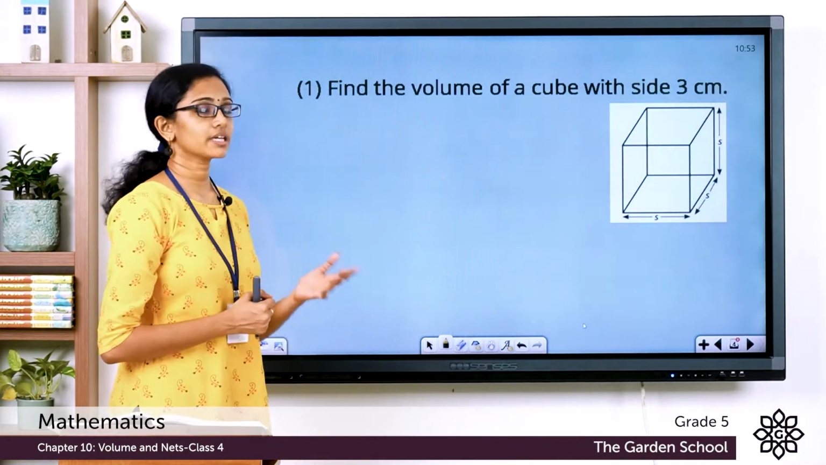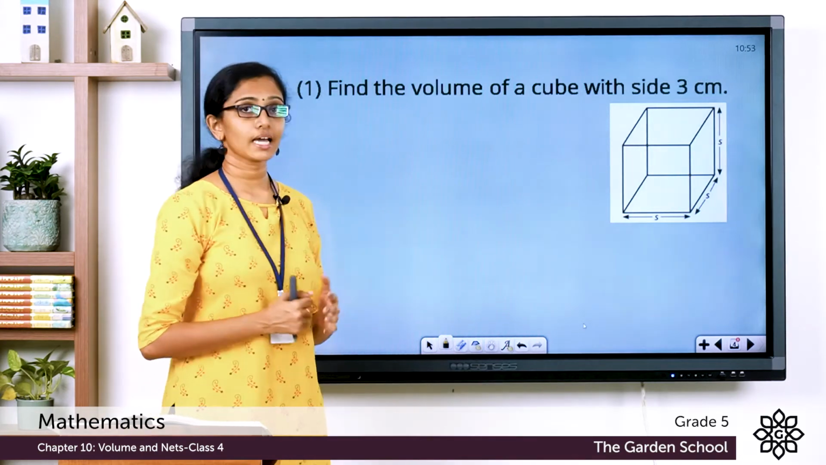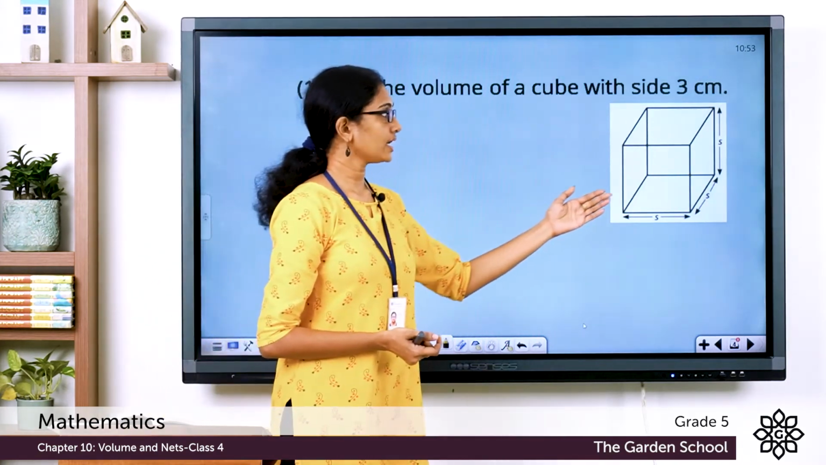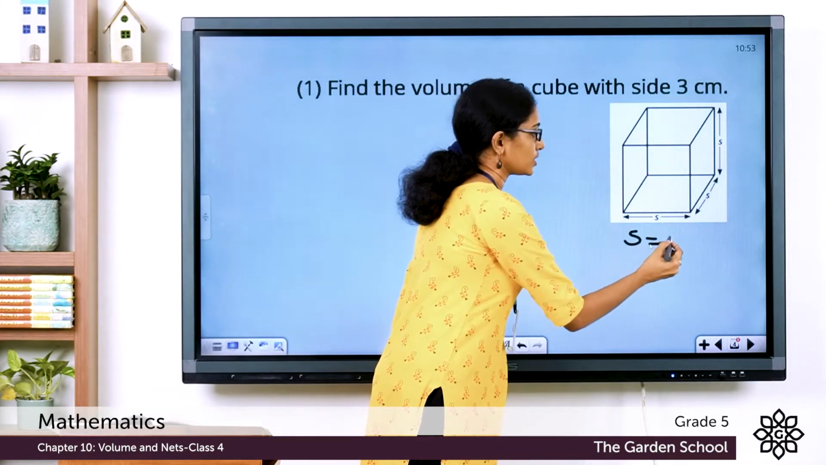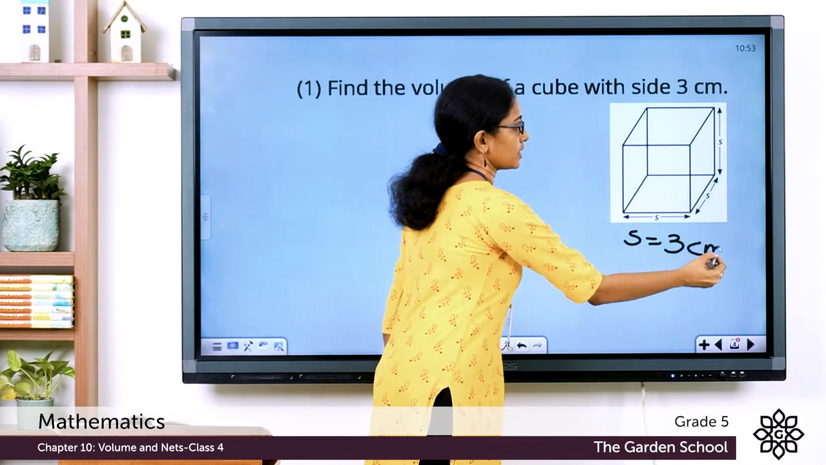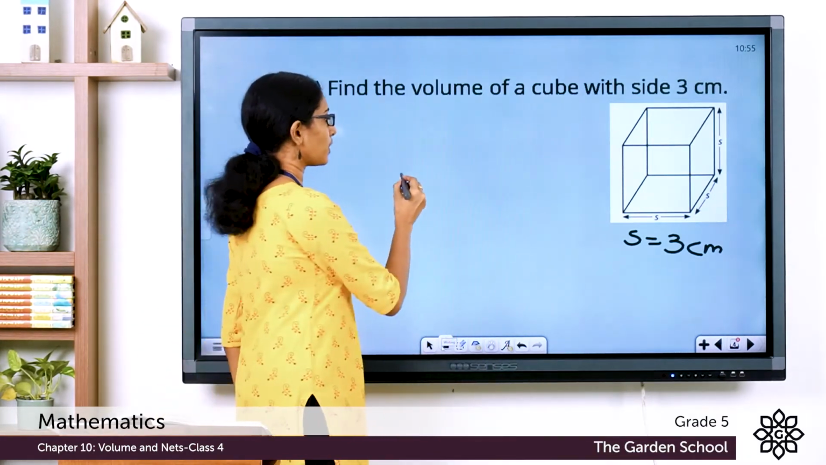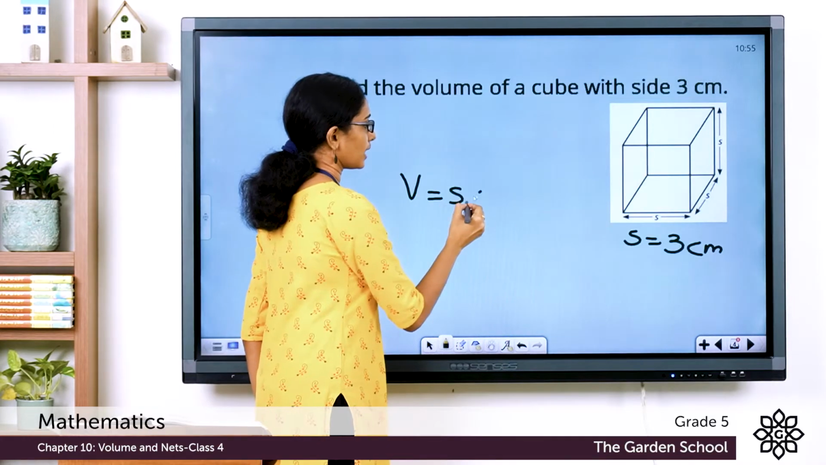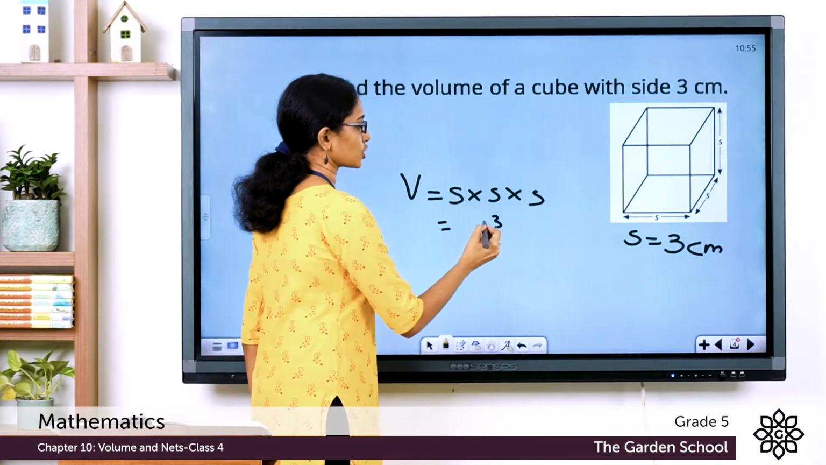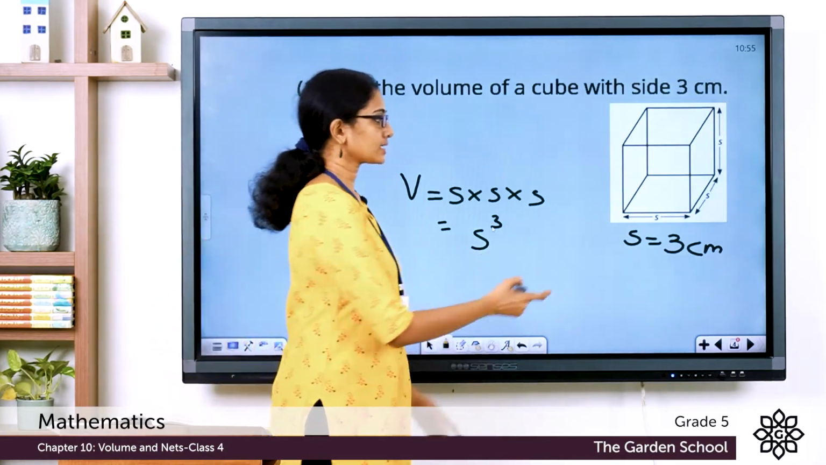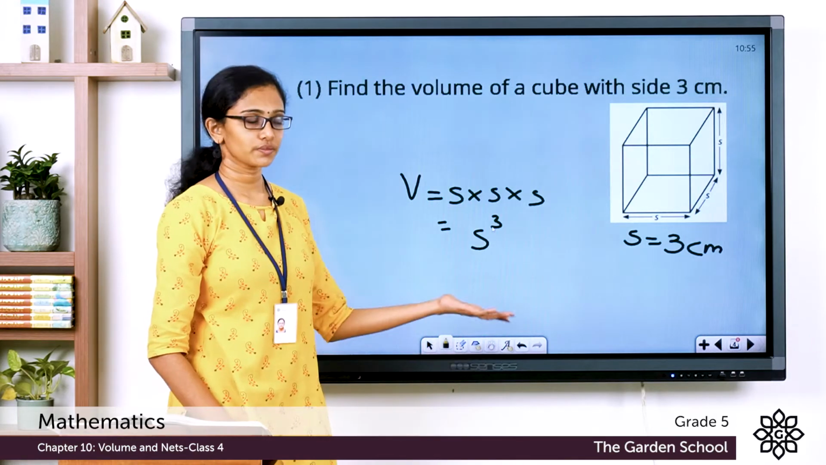Find the volume of a cube with side 3 centimeter. So here you can see a cube and it has got a side of how much? Here S, the length of the side S, is equal to 3 centimeter. Now how do you find the volume? So what is the volume of a cube? The volume V is equal to S into S into S, which can also be written as S cube. So what is S here? Here S is equal to 3 centimeters, the length of the sides of the cube.